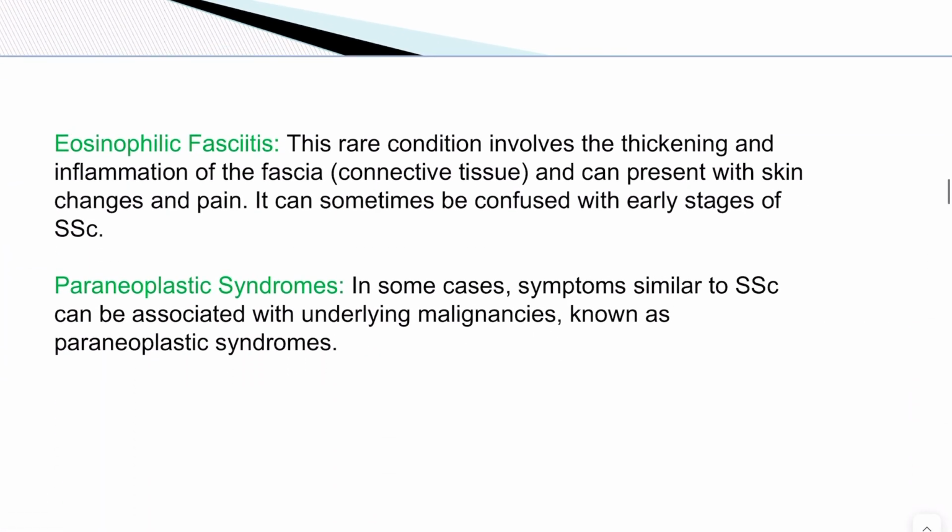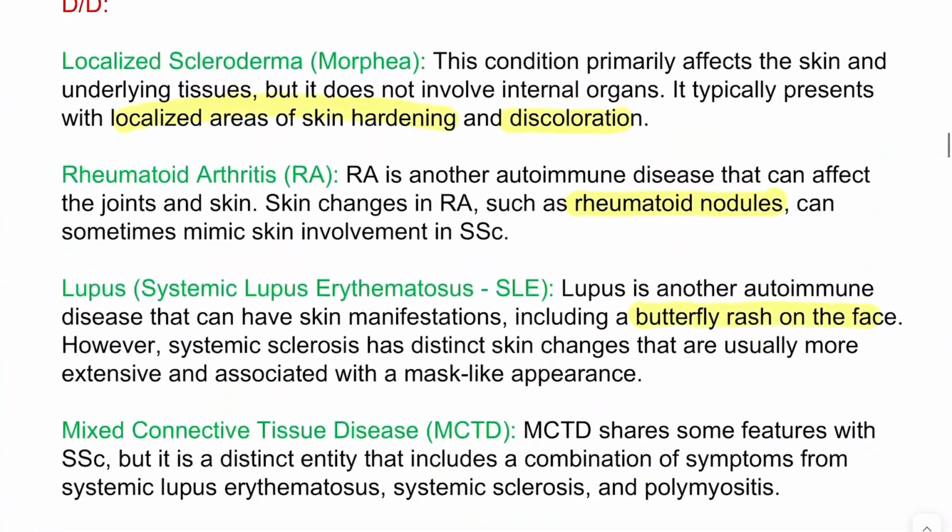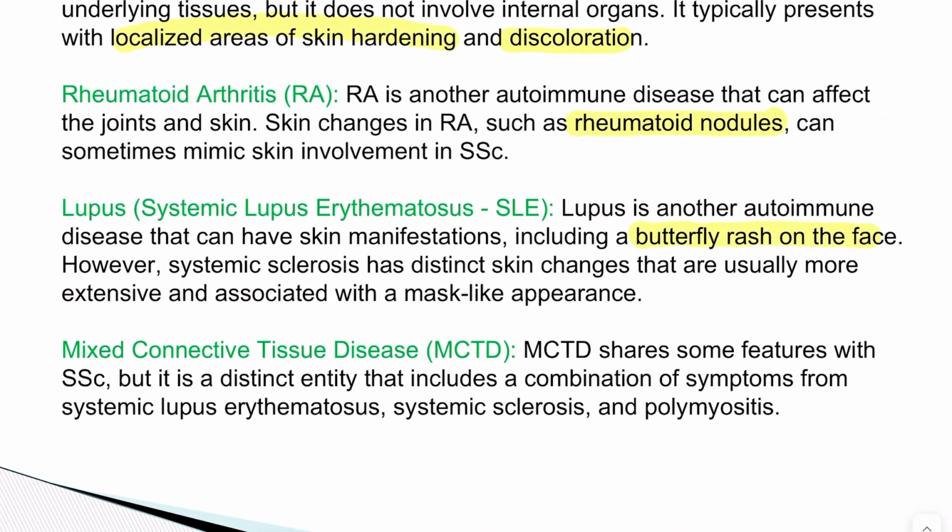Eosinophilic fasciitis involves thickening and inflammation of the fascia and can present with skin changes and pain, and can sometimes be confused with early changes of systemic sclerosis. And finally, paraneoplastic syndrome. In some cases, symptoms similar to systemic sclerosis can be associated with underlying malignancies, known as paraneoplastic syndrome. So I put a lot of differential diagnoses here, but if you can manage to remember 4 or 5, or even 3, should be enough.